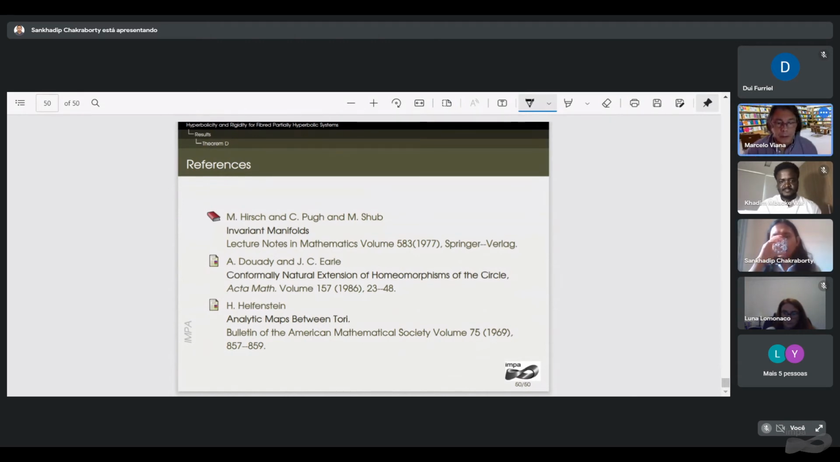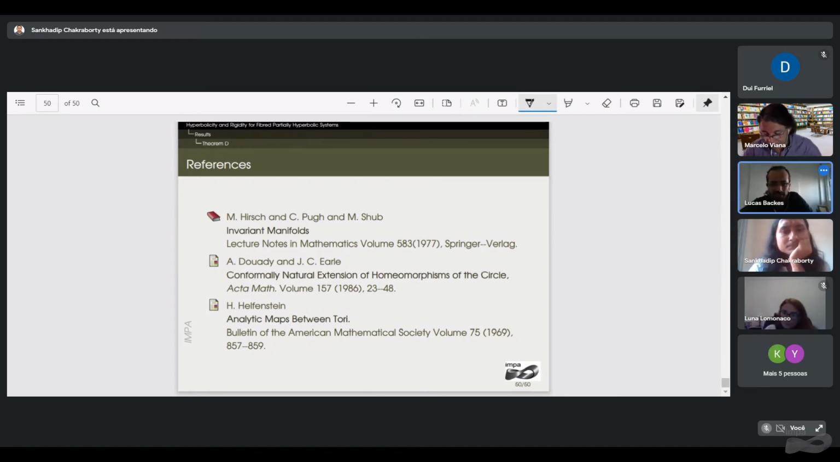Okay, thank you very much, Sankhadip. Vamos passar à arguição da banca. A nossa tradição é dar a palavra primeiro a quem vem de longe. Então, eu acho que você, Lucas, seria o primeiro a arguir.